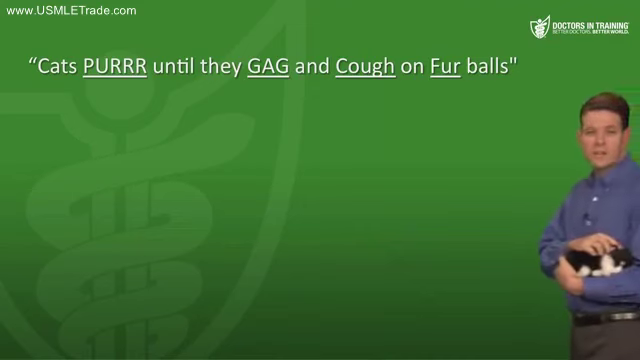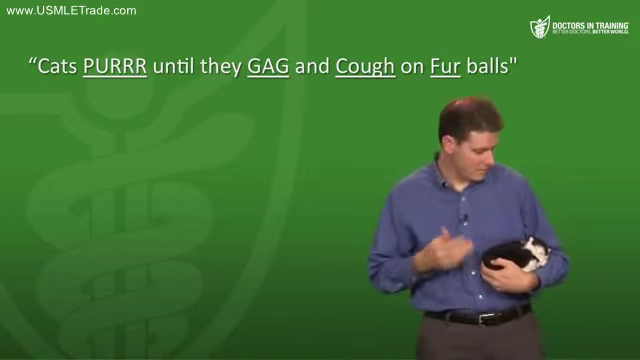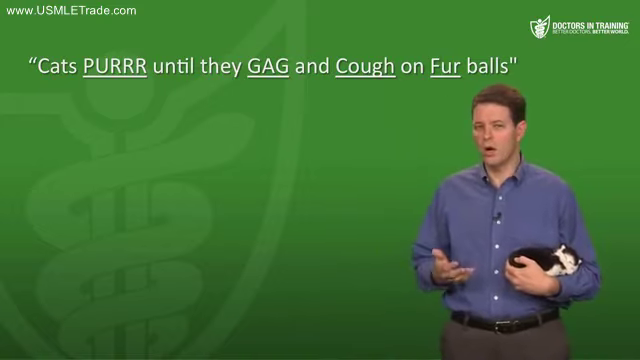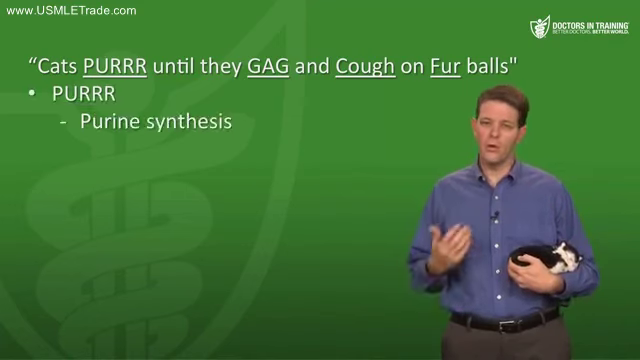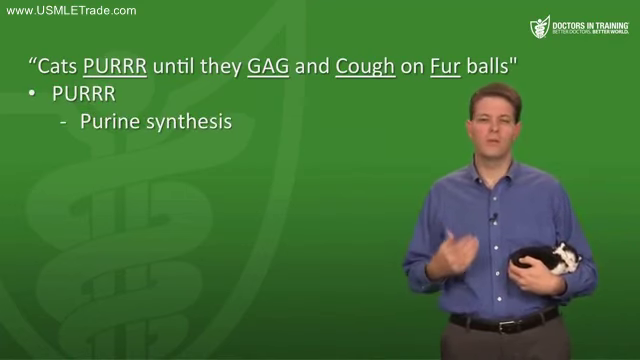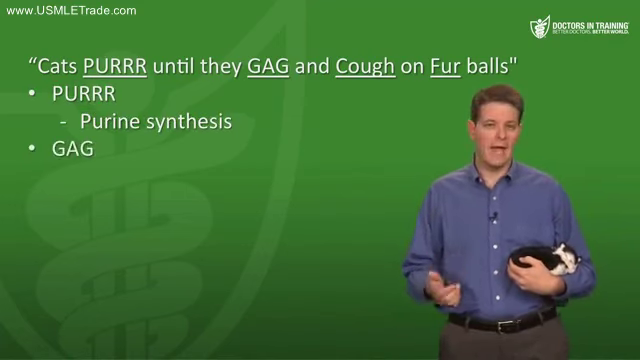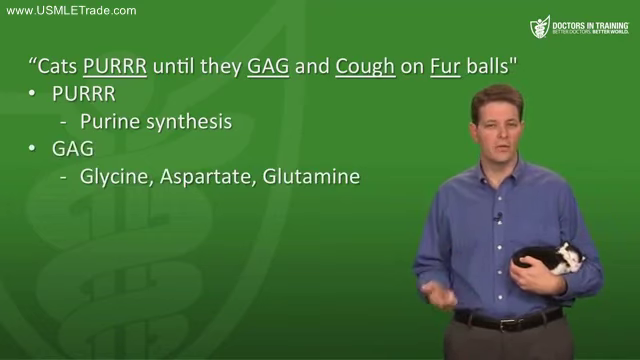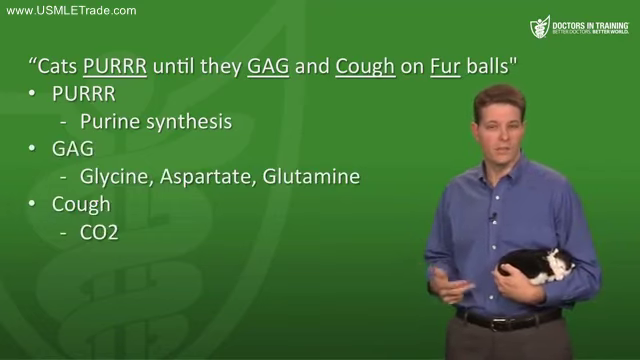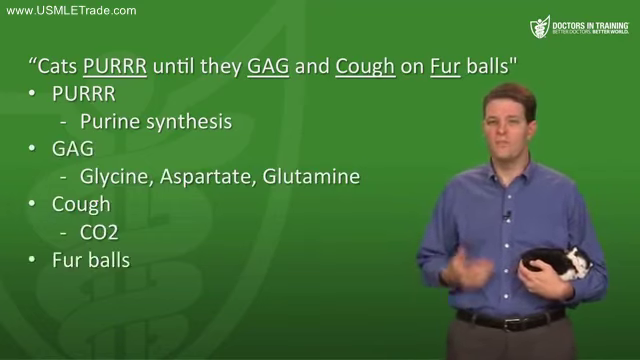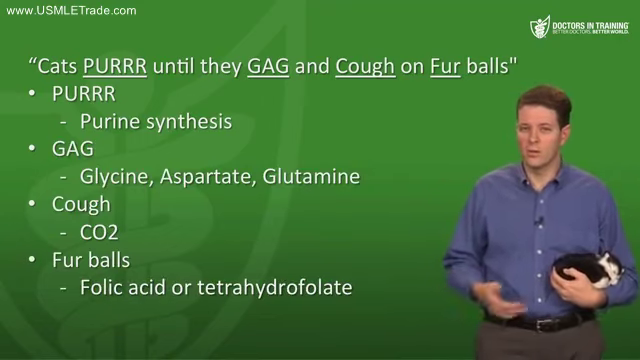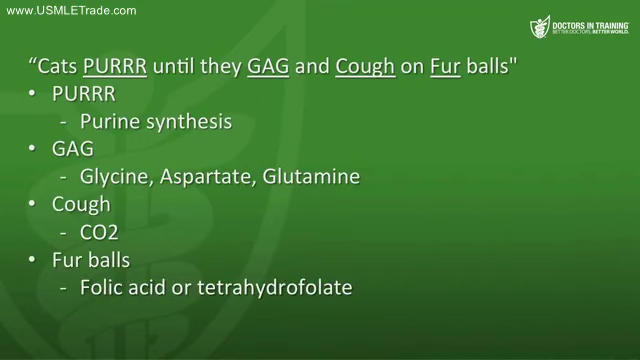Now, a student suggested a mnemonic for these. Cats purr until they gag and cough on fur balls. So the purr reminds you that we're talking about purine synthesis. Then gag is for glycine, aspartate, and glutamine. The C in cough is for CO2. And the F in fur balls is for folic acid, or tetrahydrofolate.